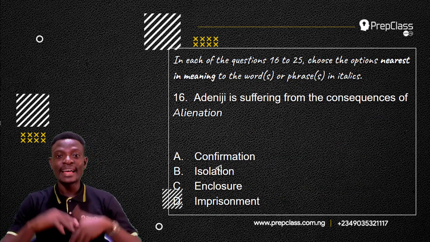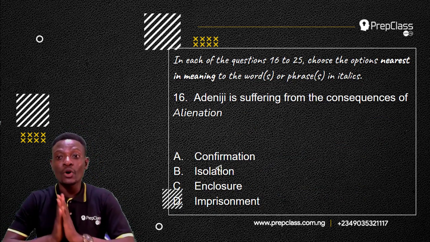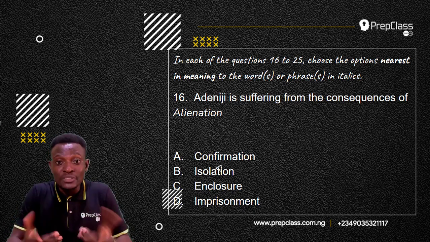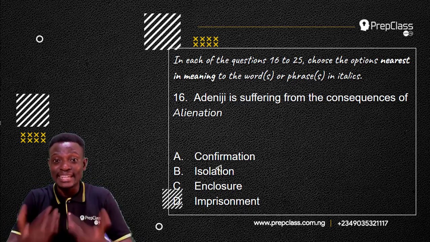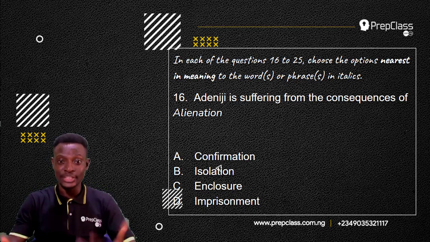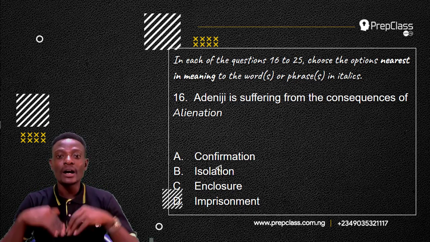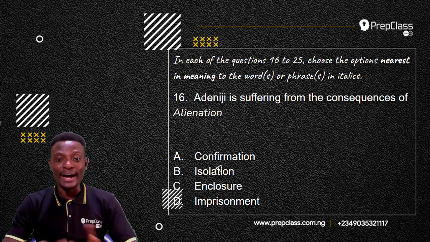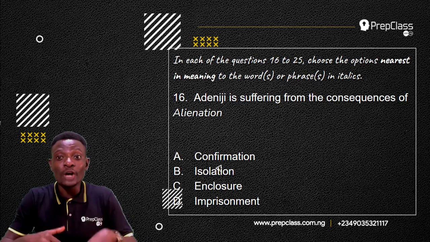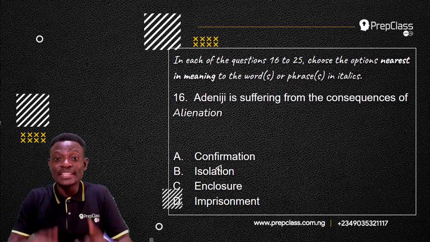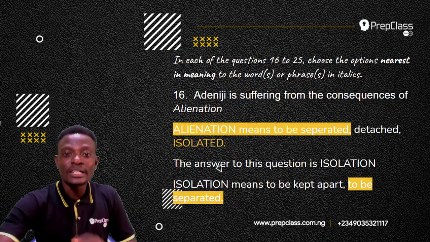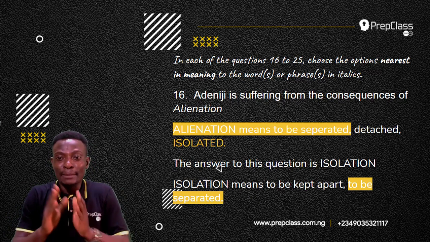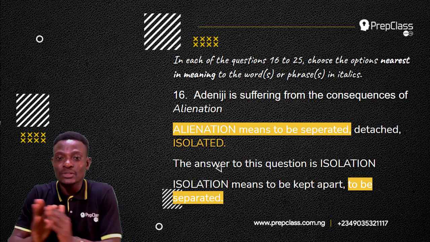Question 16. Identity is suffering from the consequences of alienation. Which of the options is nearest in meaning to the word in italics? The word in italics here is alienation. The options we have are confirmation, isolation, enclosure, and imprisonment. Which of the options is the nearest in meaning to alienation? Now the word alienation means to be separated. It means to be detached, to be isolated.